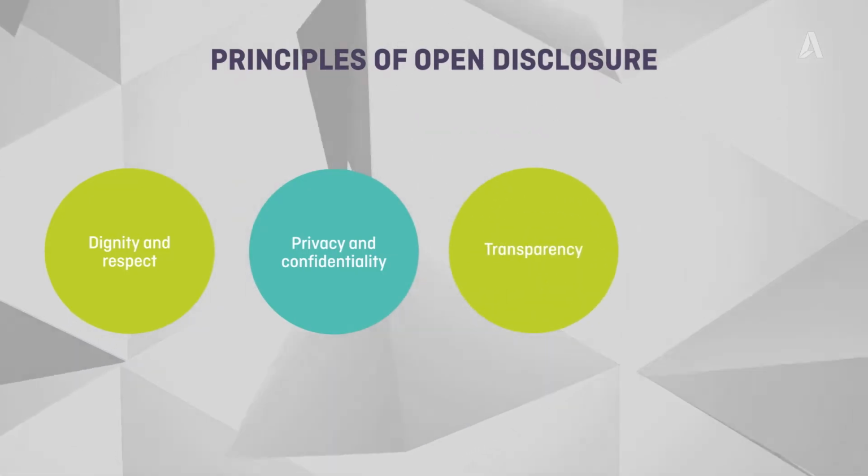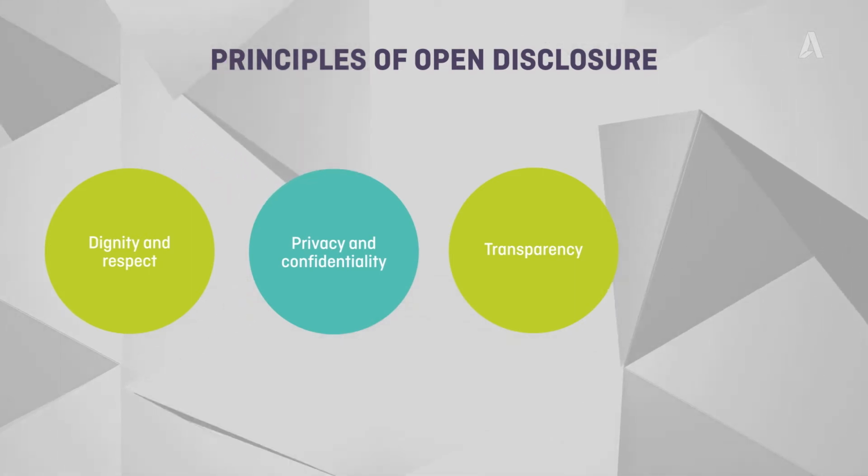Transparency is about open communication with consumers and building that relationship of trust. In an open disclosure context, it means that you're having an open conversation about something that's gone wrong for that person, that you're explaining what went wrong and why it went wrong, that you're acknowledging and apologising for the impact on the person, and that you're providing them with the confidence that you've taken steps to minimise the risk of it happening again.